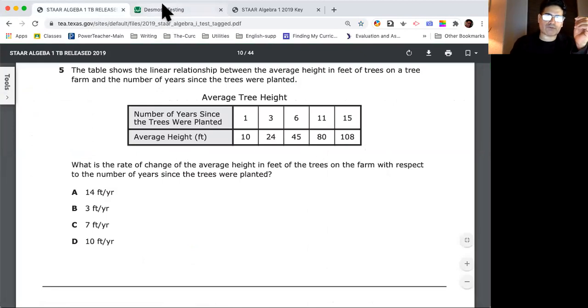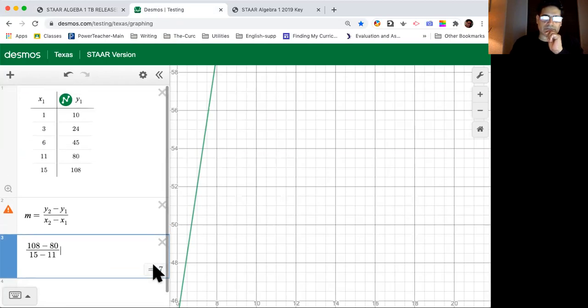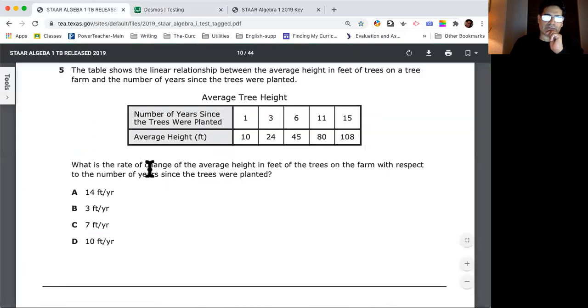Yeah, so we don't have to worry about that, because it can get a little tricky if you have a minus value, but we're not dealing with that here. Oh, okay, well, I got a 7 here. All right, so let's see. Does that appear anywhere in my choices? And it says 7 feet per year.